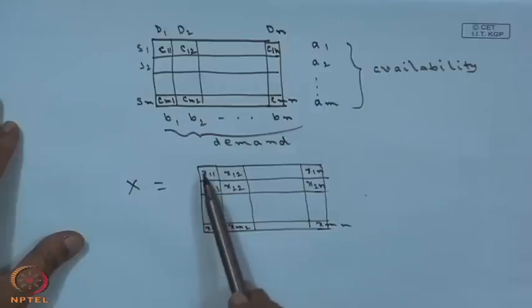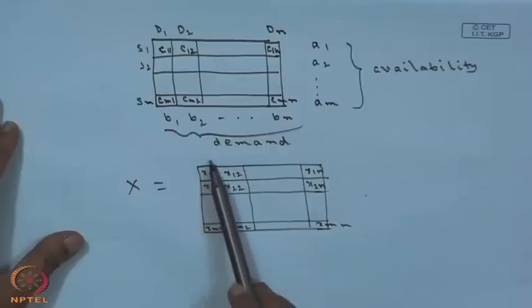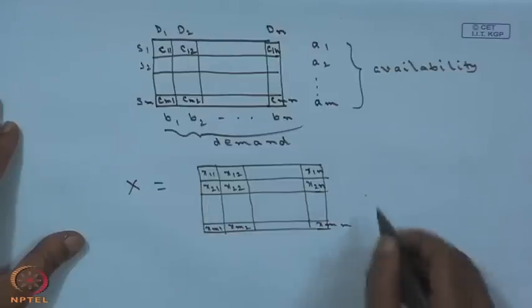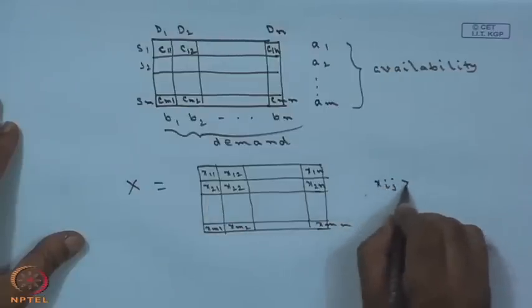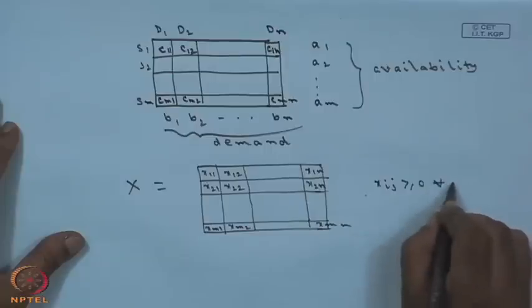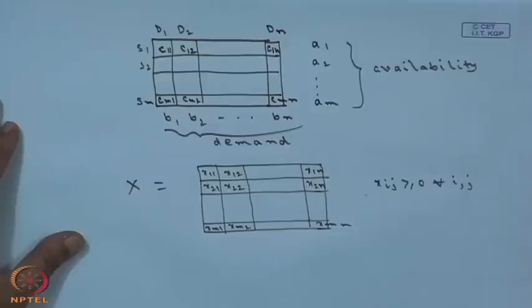What do you mean by x11? x11 means from source S1 to destination D1, x11 quantities will be transported, and obviously Xij should be greater than or equal to 0 for all i and j. So, Xij greater than or equal to 0, please note. From source i to destination j, it may happen that we are not transporting any quantity, or in other words we are transporting 0 quantity. So, it is greater than or equal to 0, anything can come.